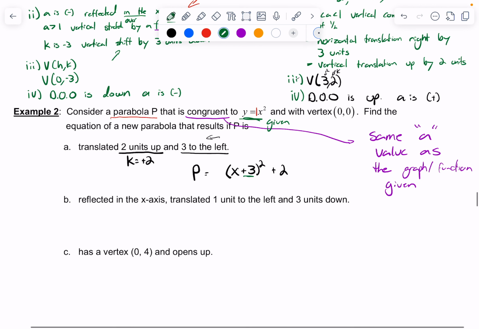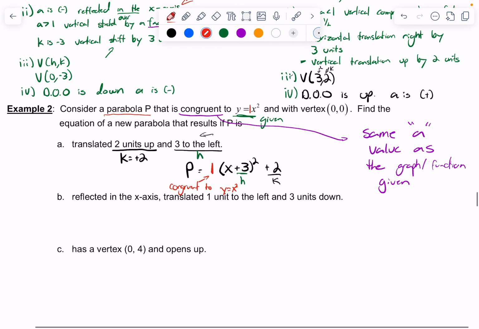So this is the H, this is the K, and then as we said, it has an A value. You don't have to actually show this A because it's just being 1, but this is because it's congruent to y equals x squared. So just a nice cleaner answer. It's P equals x plus 3 squared plus 2.